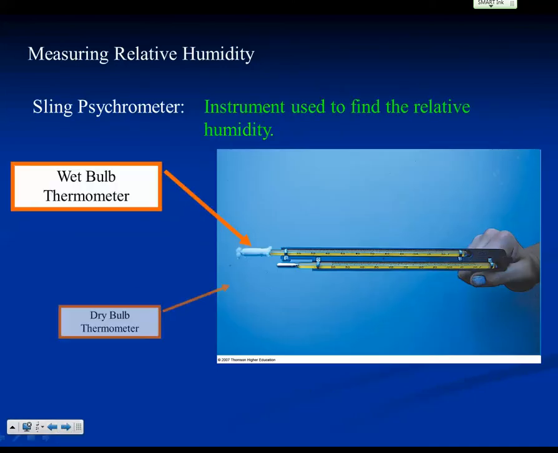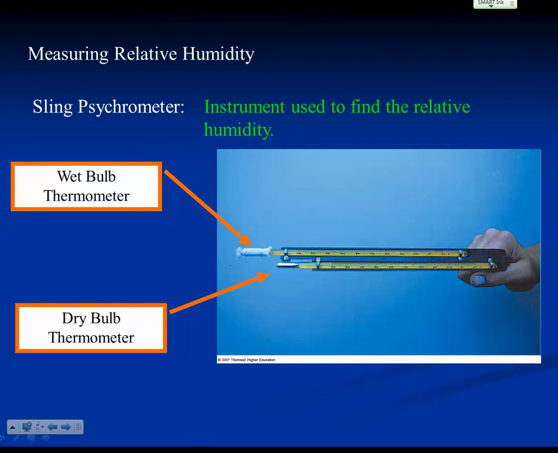How do we measure relative humidity? We're going to be doing this in lab class. You're going to go outside. You're going to do it in the classroom. We use an instrument called the sling psychrometer, and it's simply two thermometers attached to a shaft which can sling around really fast. And you're going to sling this thing around for about a minute or so.